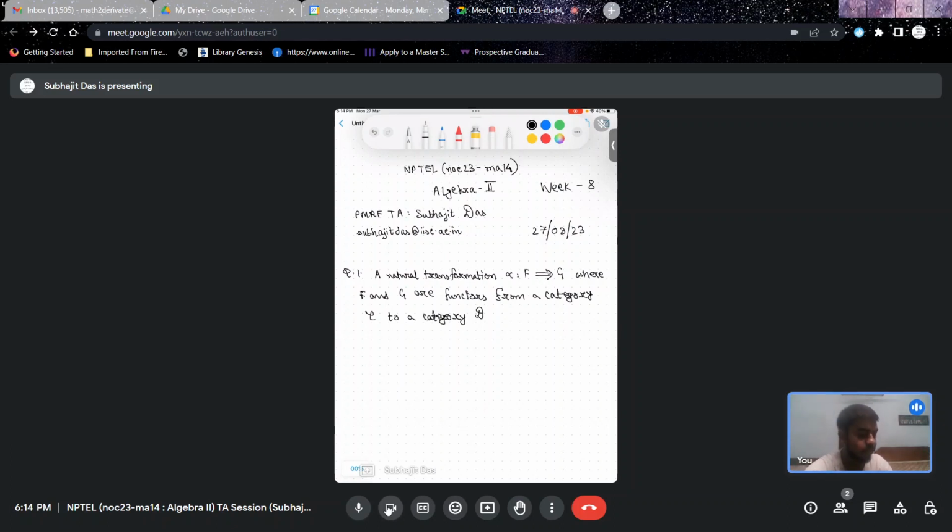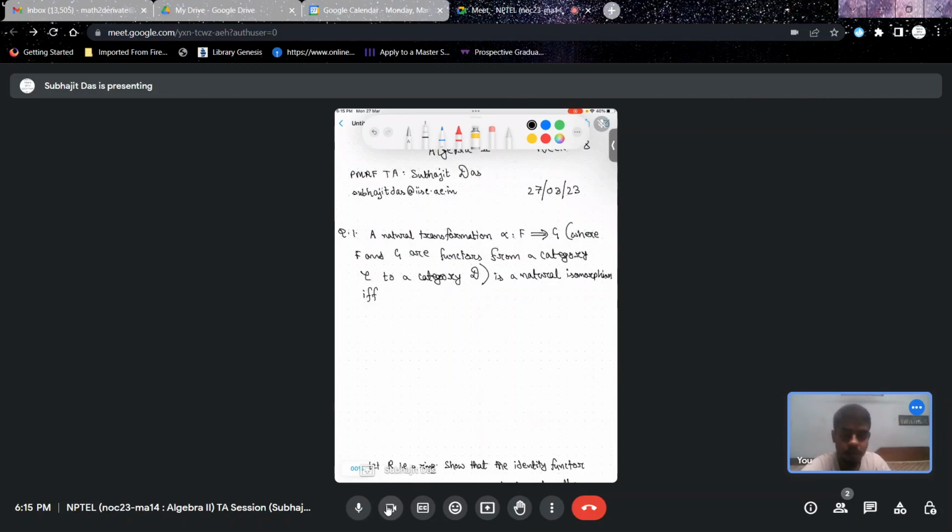A natural transformation alpha from F to G is a natural isomorphism if and only if. When does this happen? This will happen if and only if each component of alpha is an isomorphism.